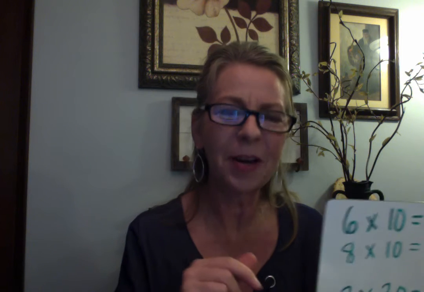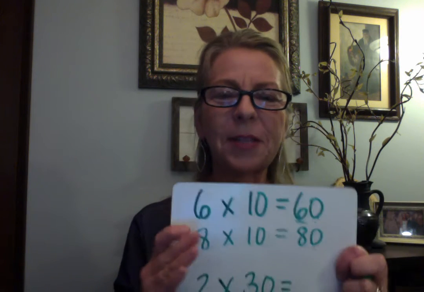So multiples of 10 would be 10 or 20 or 30 or 40 or 50, etc., right? And multiples of 100 would be 200, 300, 400. So that's what we're going to be multiplying by a one-digit number. And there's a great pattern to show you. Okay, so let's get started.